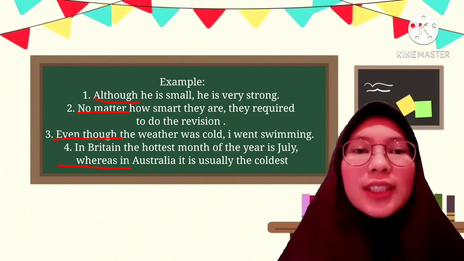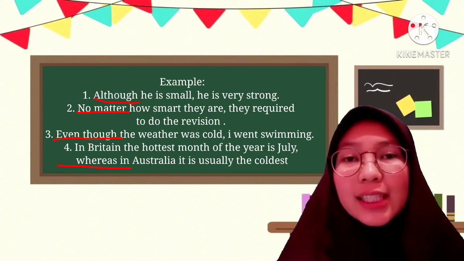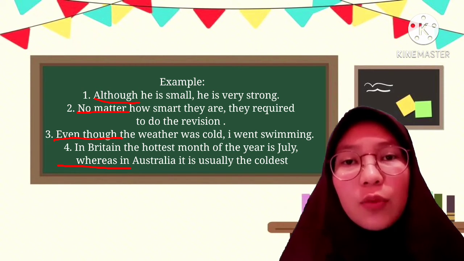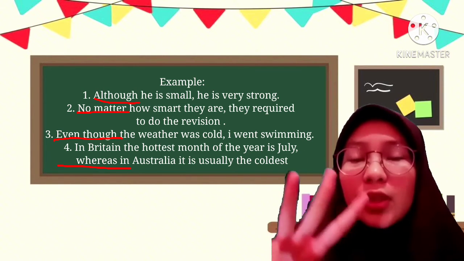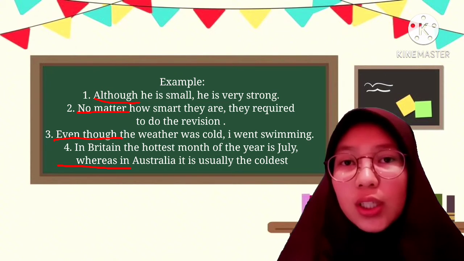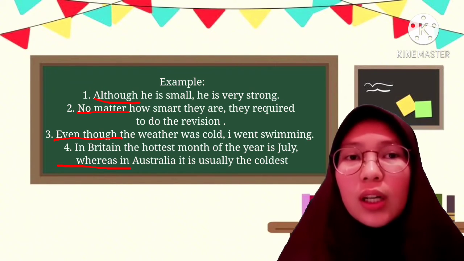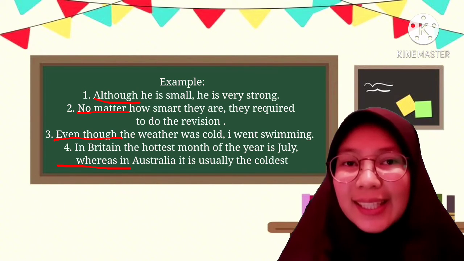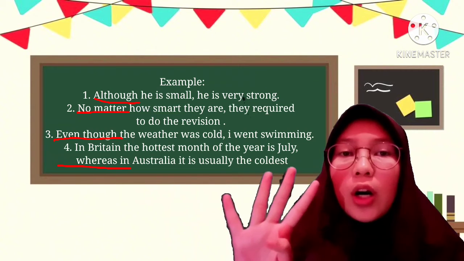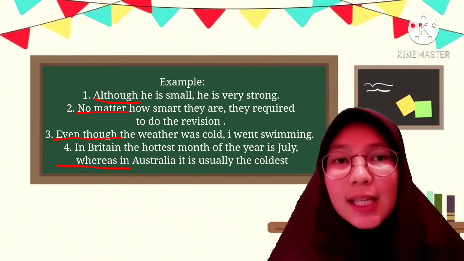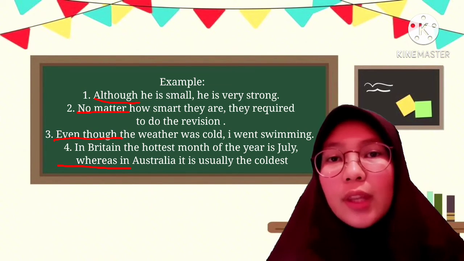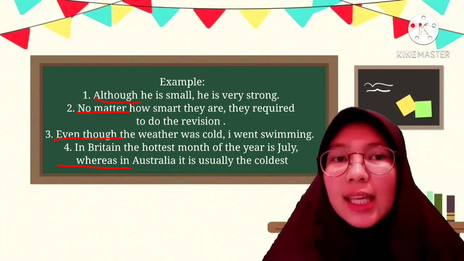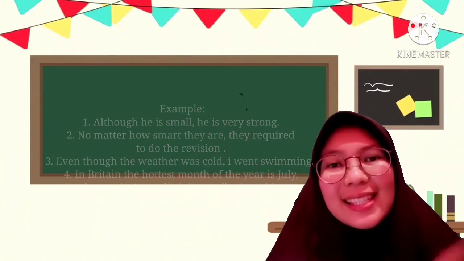Number 2, no matter how smart they are. Number 3, even though the weather was cold, I went swimming. Number 4, in Britain, the hottest month of the year is July, whereas in Australia, it is usually the coldest.